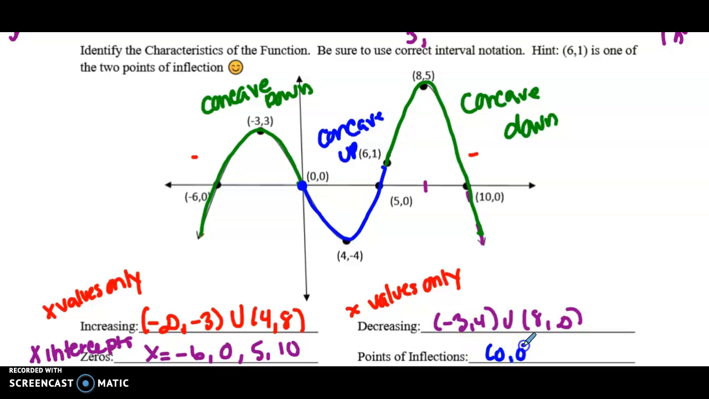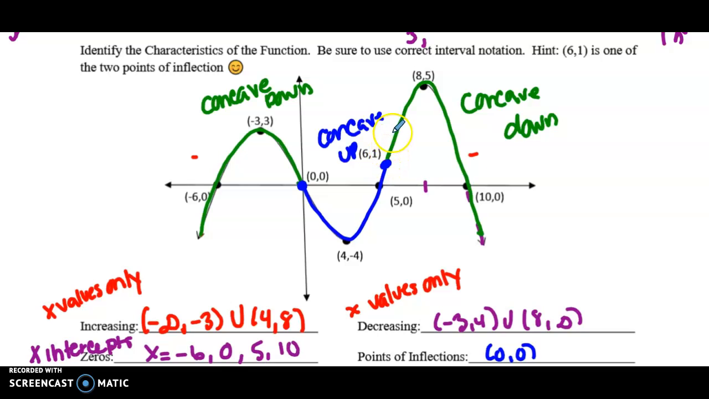Now, I know that for right now, you're just going to estimate these. We have nice points written on here, but there might be a point where you have to guess a little bit. That's totally fine, okay? So notice this is concave down. At this point right here, this is a point of inflection.